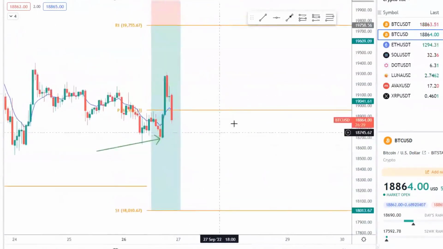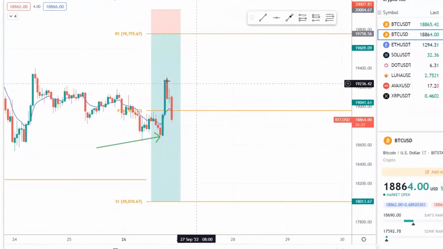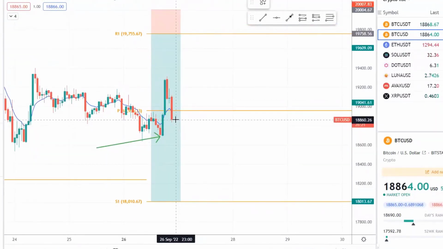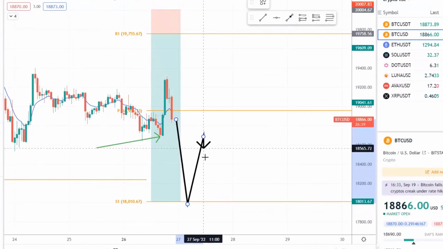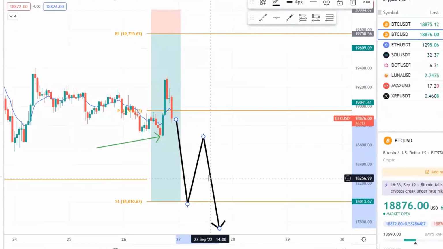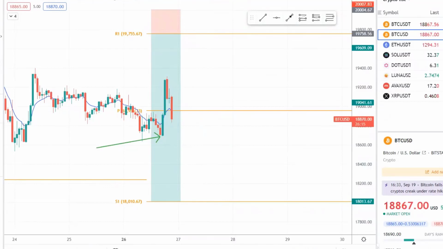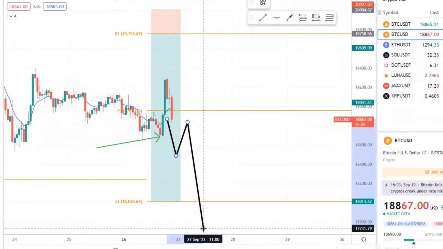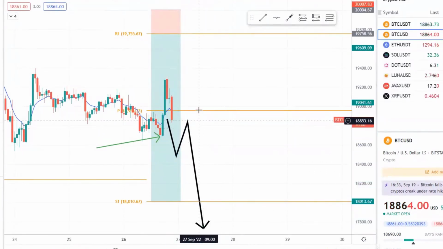Now, there is also a second scenario that I'd be potentially looking at, and it would go something along these lines. So rather than have it come down here, retest, and then fall, what I'm actually wondering is if it's going to do this. Shoot straight through, have a retest first, and then come back down. Now, I would love this one more.